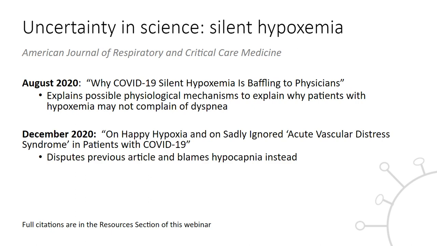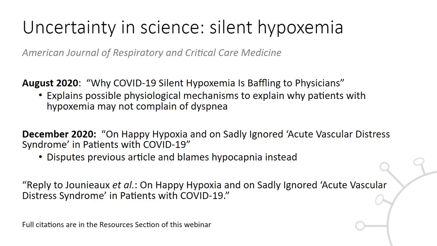Then in December, there was a letter to the editor that came out that actually disagreed with the first article and said, no, that's not it at all. This is really an issue of hypocapnia and a right to left intrapulmonary shunt from underventilated alveoli. And so that came out, and then in reply to that, the original authors came back and rebutted that.